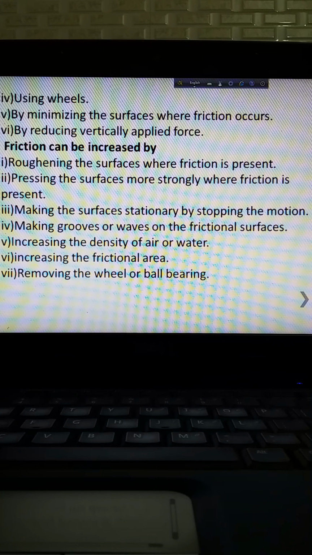And finally, removing the wheel or ball bearing. As we have discussed earlier, by using ball bearing or wheel, we can reduce the friction. So if we remove the wheel or ball bearing, that will help us to increase the friction. So according to our situation, according to our demand, we have to increase or decrease the friction, and these are the processes by which we can increase or decrease friction. So boys, hope you have understood the points.